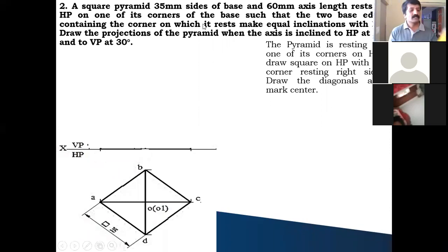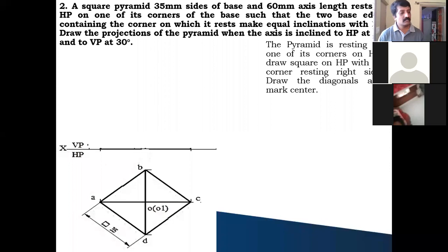That means when it is resting on the corner, I cannot rest it like this or exactly like that. Both sides of the corner, the base edges should make equal inclination on either side. I'll explain that once again. Along with this common information, draw the projections of the pyramid when the axis is inclined to HP at 40 degrees and VP at 30 degrees. This is what is given.